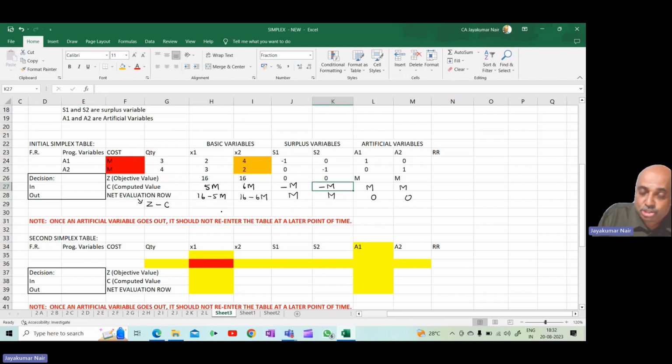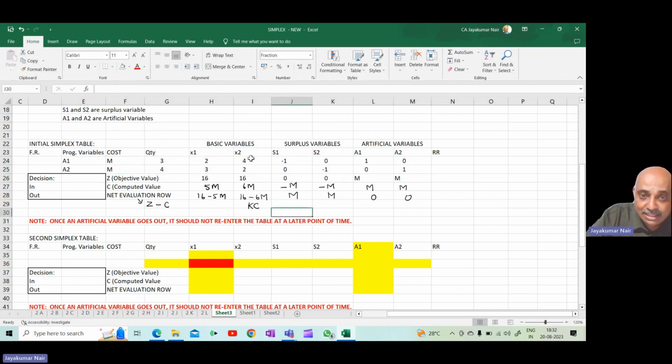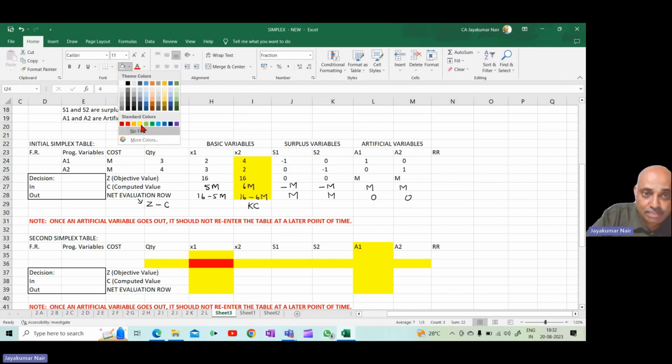Now for a maximization objective, we will select the one which gives you the highest value. Now here you will have to choose the one which gives you the least. Now, what is the least here? Least is 16 minus 6M because 6M is the highest cost. From 16, you're subtracting 6 times the highest cost, whereas here it is 16 minus 5 times. So this is the least. Therefore, this will be selected as the key column. So I'm going to select this as the key column.